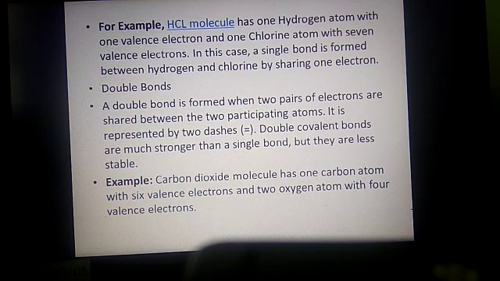Next, a double bond is formed when two pairs of electrons are shared between two participating atoms. It is represented by two dashes. Double covalent bonds are much stronger than single bonds, but they are less stable. For example, the carbon dioxide molecule has one carbon atom with 4 valence electrons and 2 oxygen atoms with 6 valence electrons. So when you write it, you will write O=C=O. That is carbon dioxide.